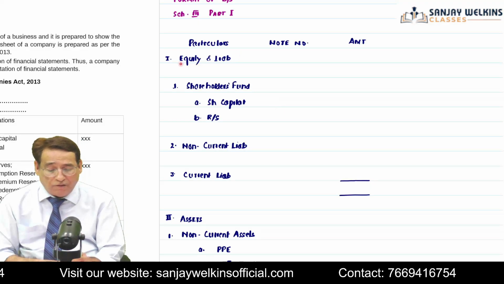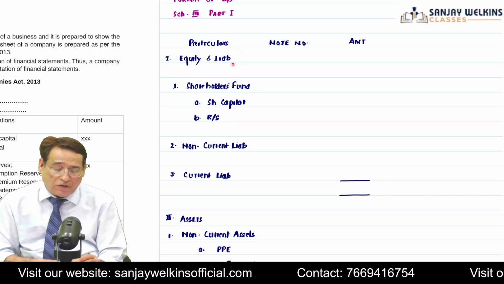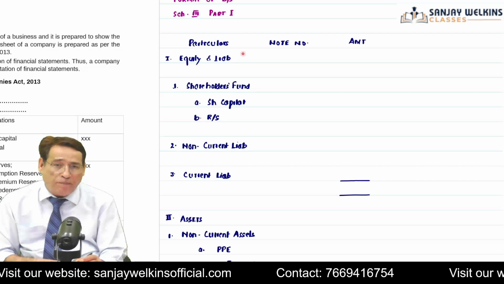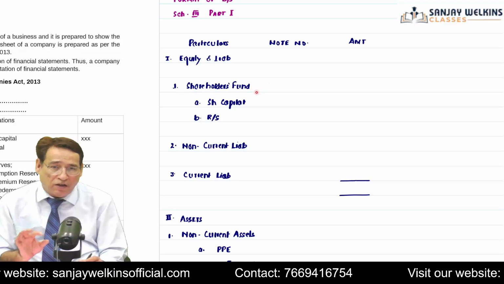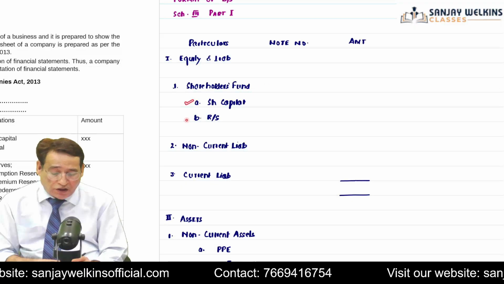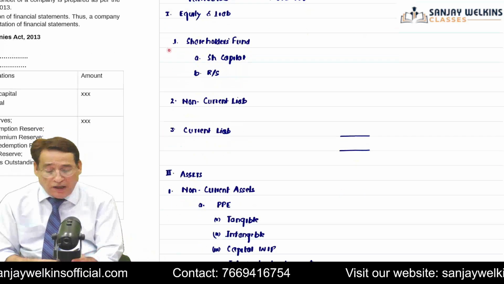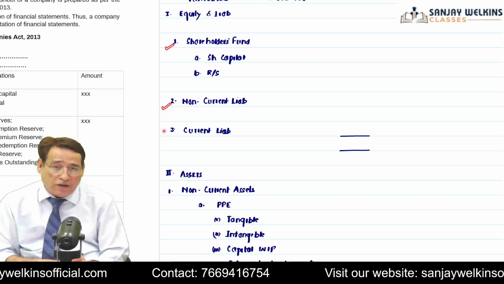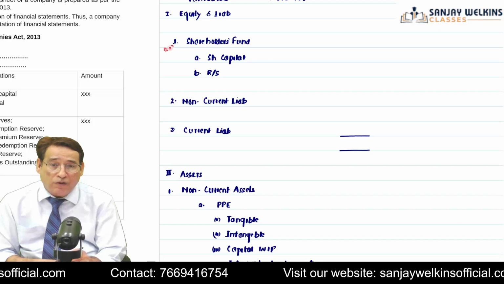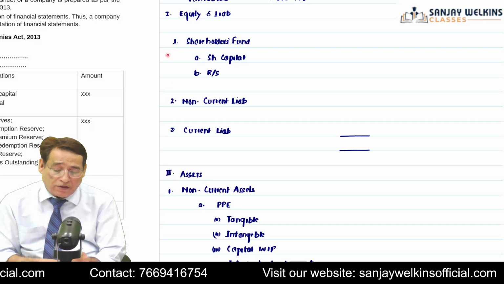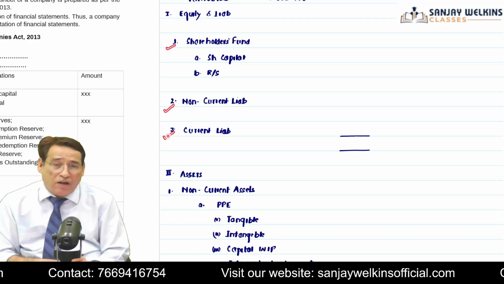Number one. First of all, we shall write equity and liability. Under equity and liability, your first item will be shareholders' funds. Is it clear to you? And under shareholders' funds, we generally write share capital and reserves and surplus. Keeping into account your level, there are three categories. One is shareholders' funds, then non-current liabilities and then current liabilities. Is it clear to you or not?